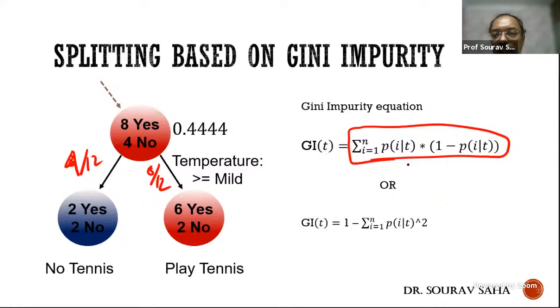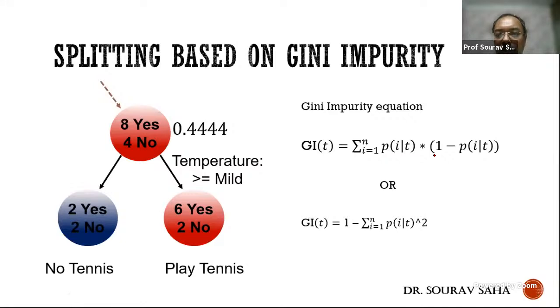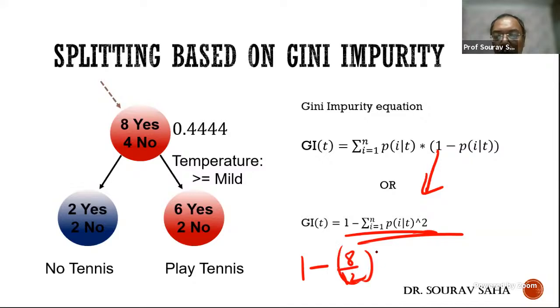If I just do the calculation, for the first class, it is 8 by 12 into the complement of that, so 1 minus 8 by 12. Plus for the second class, which is no, 4 by 12 into 1 minus 4 by 12. Or this is 8 by 12 into 4 by 12 plus 4 by 12 into 8 by 12. Typically, the simpler formula boils down to 1 minus the sum of the squared probabilities of the corresponding classes. So here in the root node, 1 minus (8 by 12 whole square plus 4 by 12 whole square). This gives you the value 0.444, which is outlined out here.